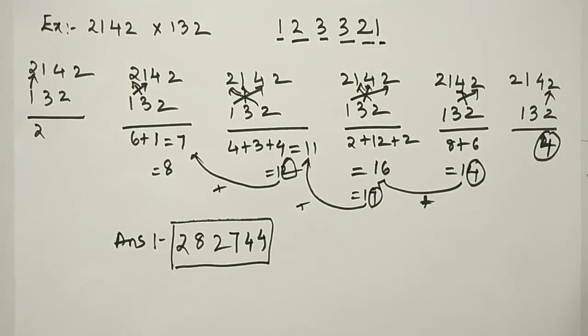Using the pattern and the direction of the arrow, you can do multiplication of any number of digits with any number of digits. Okay?